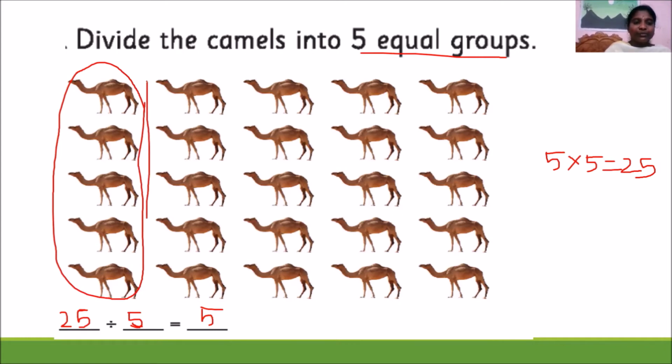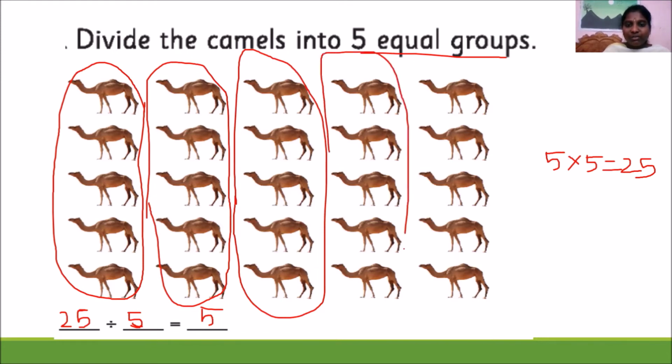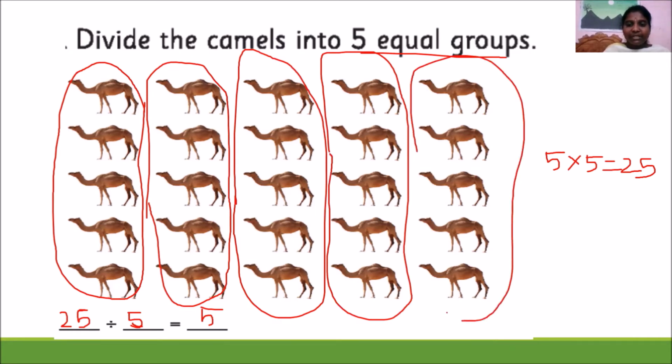The next group. The second group also has 5 camels. Third group also has 5 camels. So the fourth group is also 5 camels. The fifth group also has 5 camels.